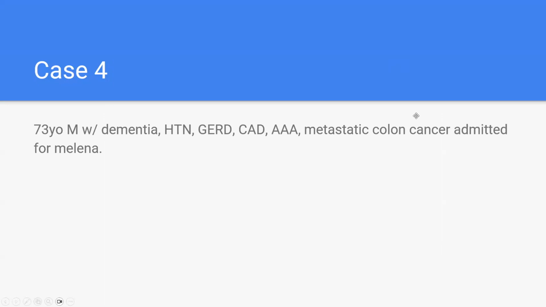All right. Case 4. I believe this is the last case I did. 73-year-old male, history of dementia, hypertension, GERD, CAD, AAA, metastatic colon cancer, admitted for melanoma. That sound familiar?